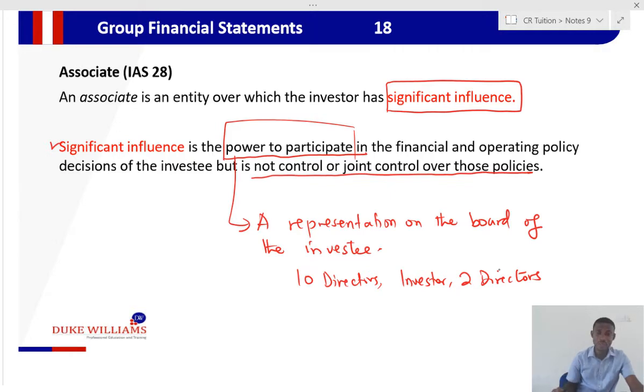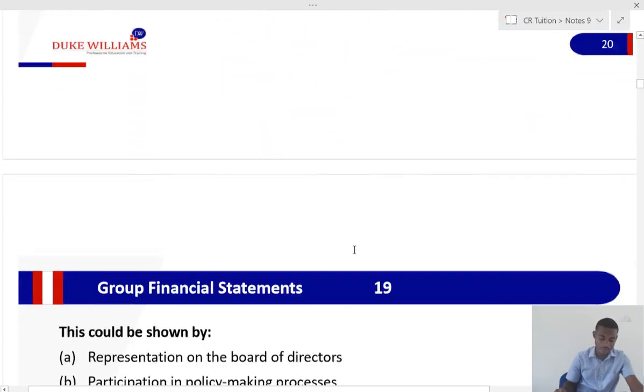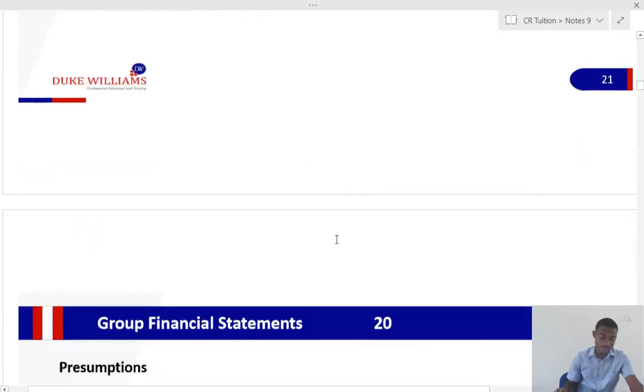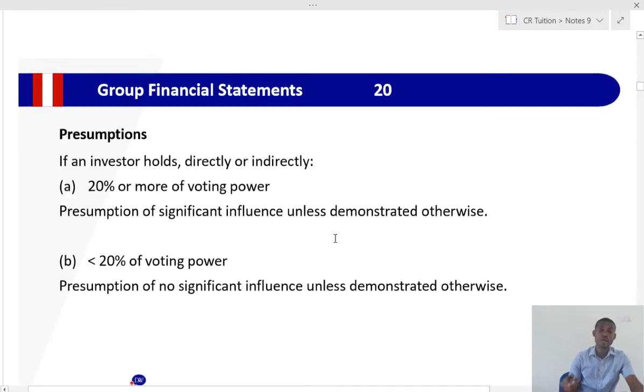Now, IAS 28 also gives absolute values which would be used to determine significant influence. We'll look at that shortly. And by virtue of the significant influence, the investor will have representation on the board, be able to participate, could have transactions between itself and the investee, could have provision of management services to the investee, or other technical services.